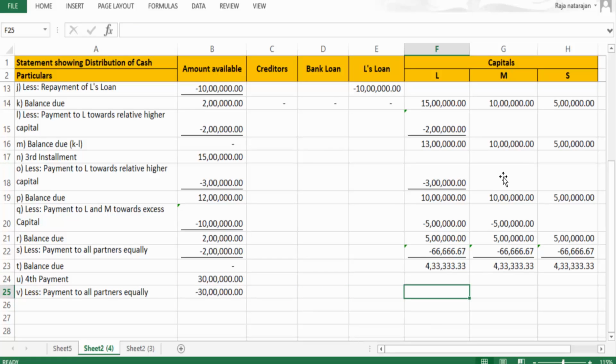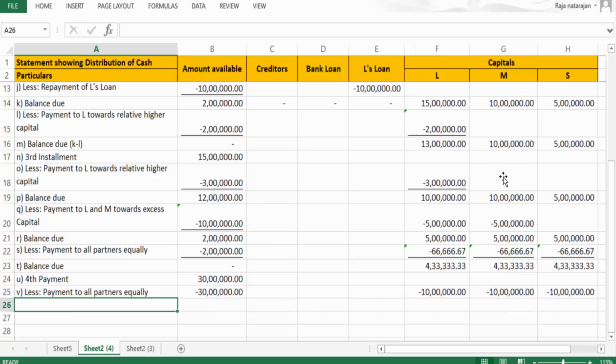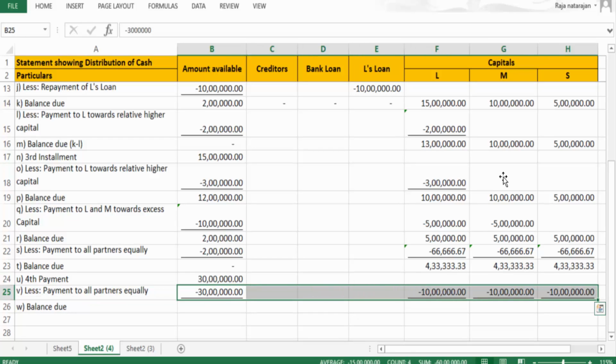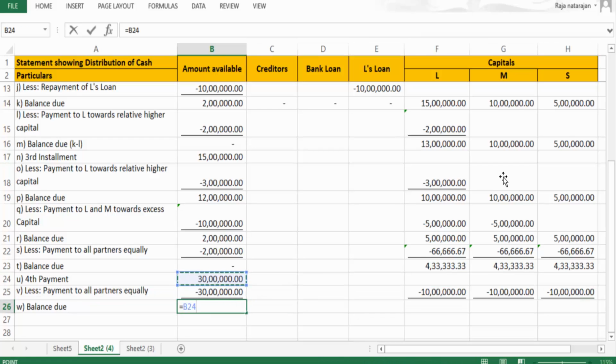And how will it get paid? It's going to be 30 lakhs into 1 divided by 3. So this 10 lakhs will get paid because all of them are in equal proportion. So item W, what is the balance due again? Let's see. It's 30 lakhs minus 30 lakhs, 0.